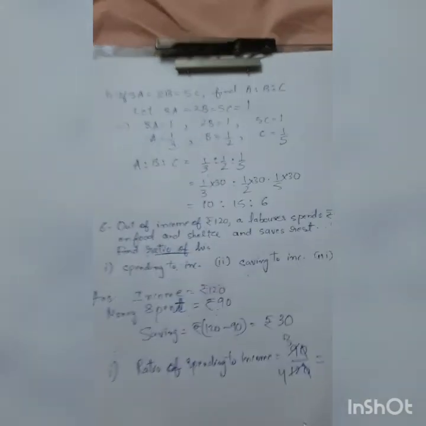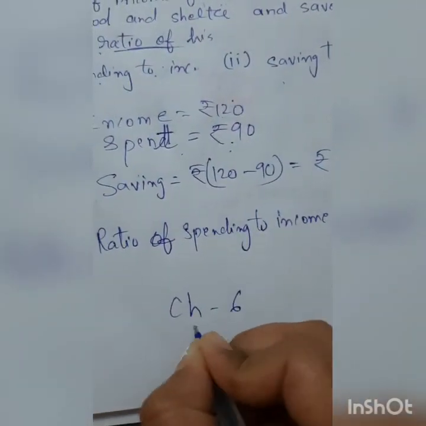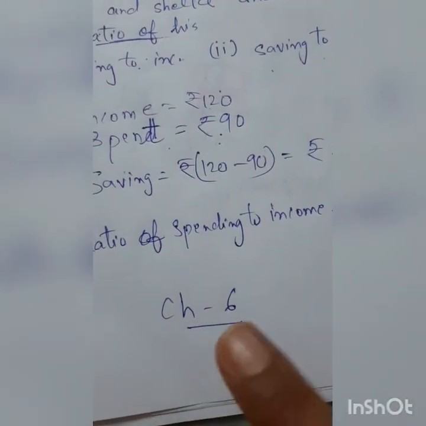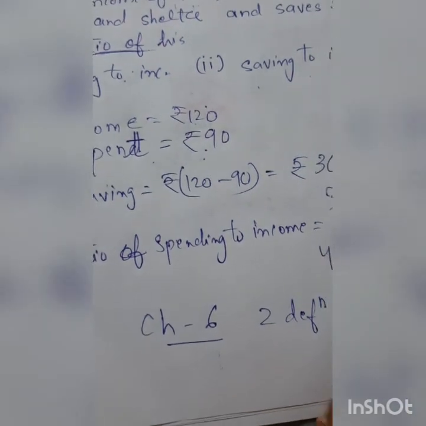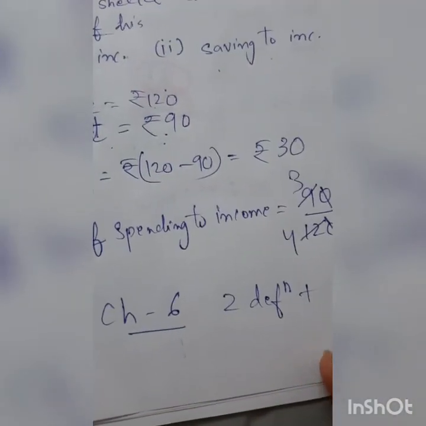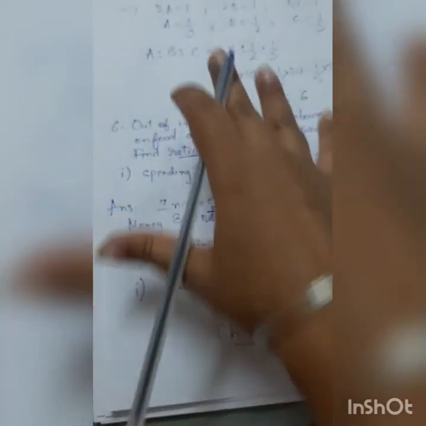You will do the second and third part. So students, what is your homework? You will do chapter number 6. I gave you 2 definitions in the beginning. You will write those 2 definitions also. Okay. And after that, you will do exercise 6.1 till question number 6. Okay. 6.1 till question number 6. It should be complete with all the parts, including the classwork parts.